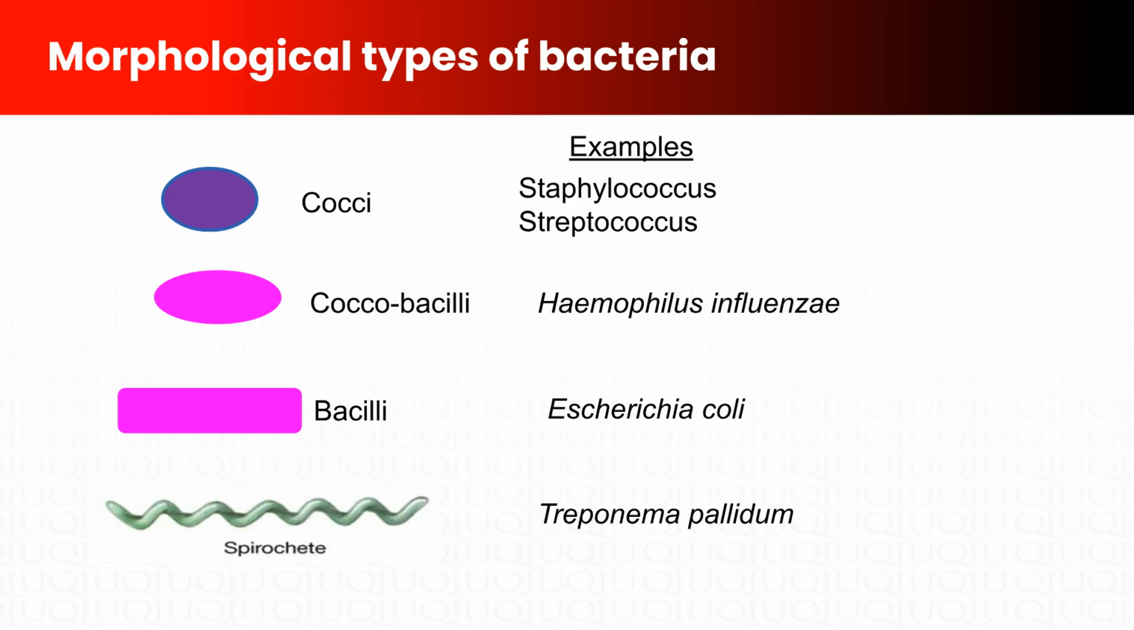Bacteria have several morphological types. Cocci are spherical, such as Staphylococcus and Streptococcus. Bacilli are rod-shaped, like Escherichia coli. Coccobacilli are intermediate, and spirochaetes, like Treponema pallidum, are spiral-shaped.